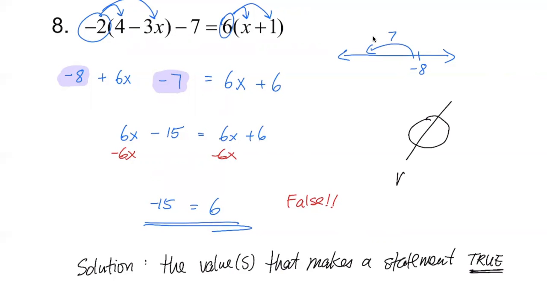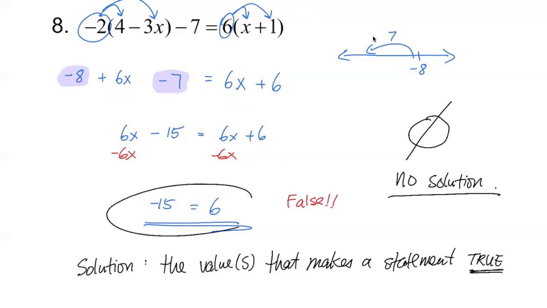You can just put this symbol, and if you want to write down no solution, that's fine too. So there's nothing we can do here. x cannot be anything to make the statement true. This statement is going to be forever false. -15 does not equal 6, and since we are seeing a false statement, in this case we have no solution. So that's how you're going to encounter situations where the x is gone from the equation, and you just evaluate the final statement. Is it a true statement? If it's not true, no solution.